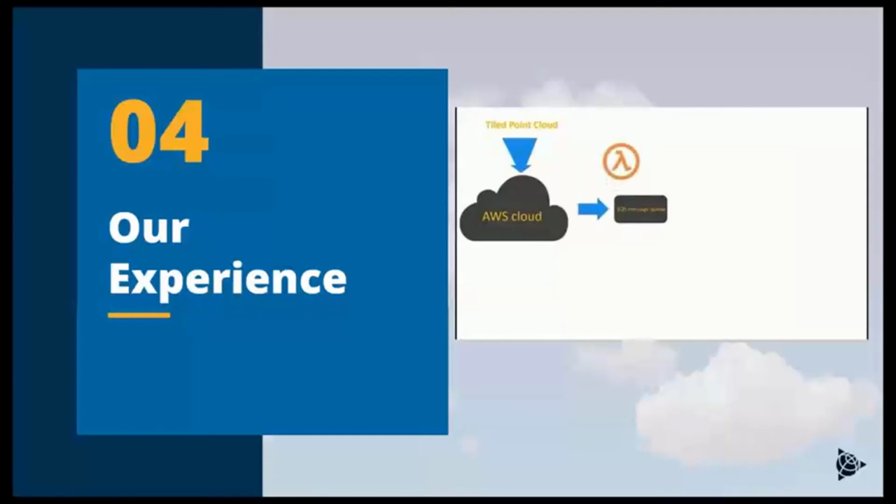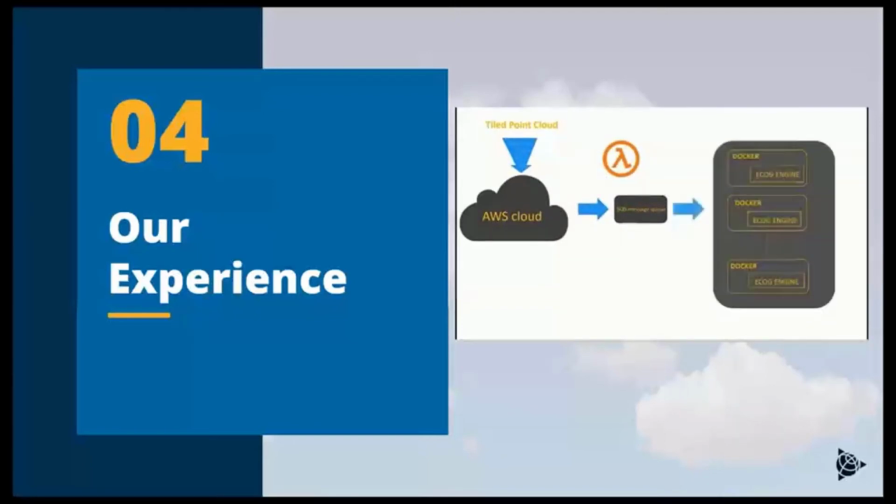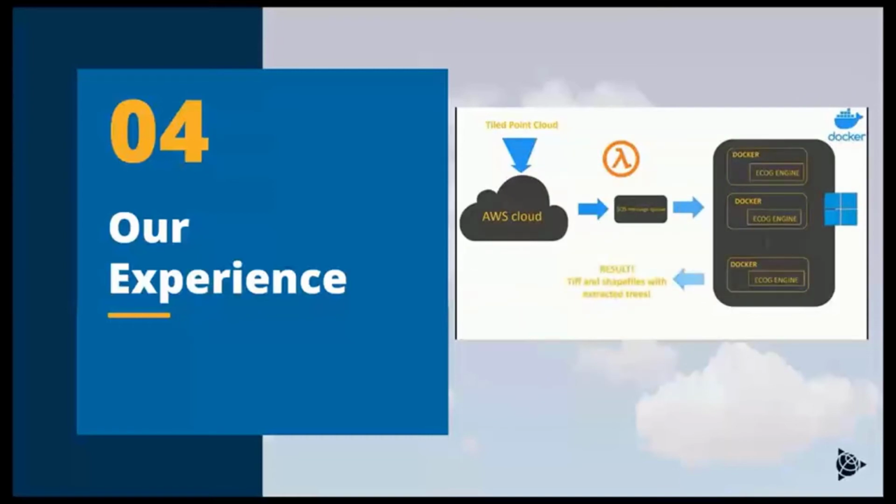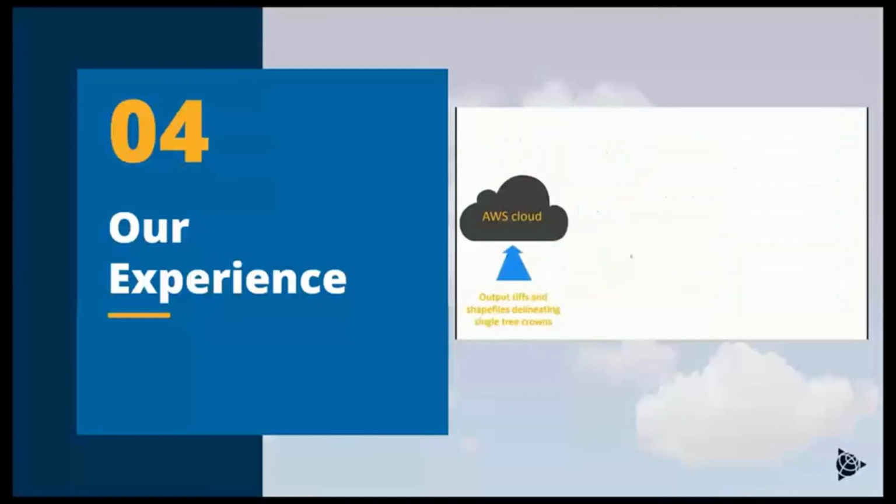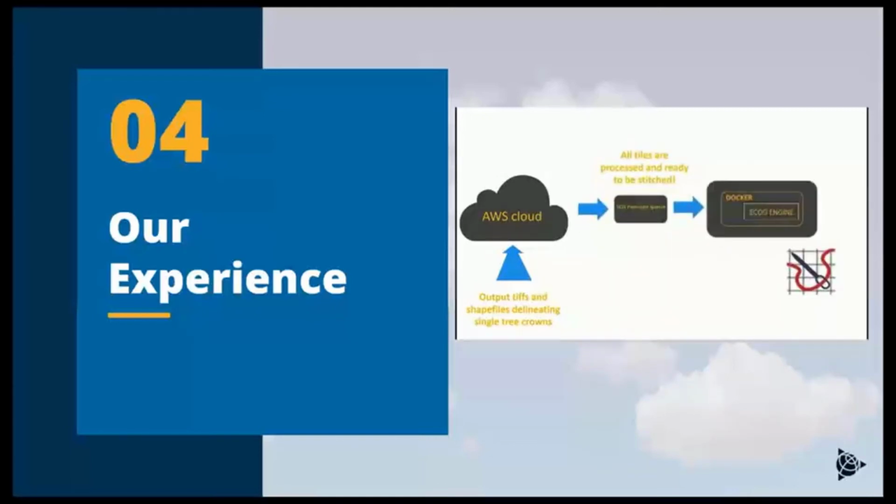Then Lambda submits the message to the message queue, and from this message queue it sends a message to the eCognition engines, and that's when the processing of the tiles starts. So basically, we had a rule set that extracts individual tree crowns, and we had a few engines working in parallel. So let's say if you have 5 licenses, you can set up 5 containers and process 5 tiles of your point cloud in parallel.